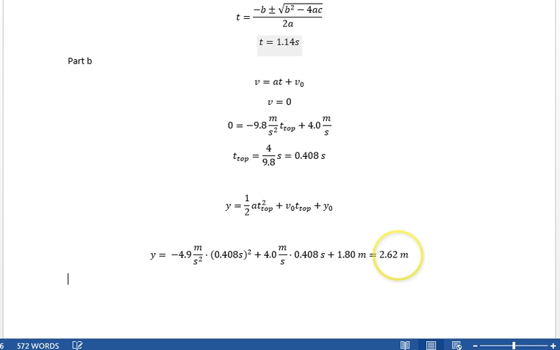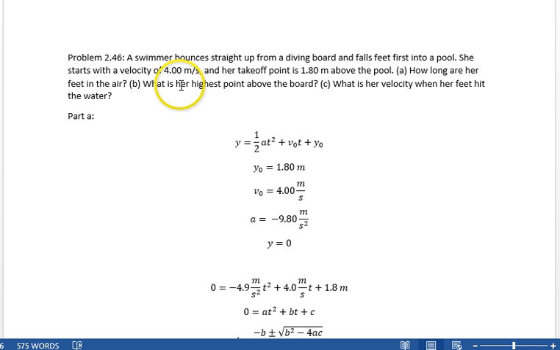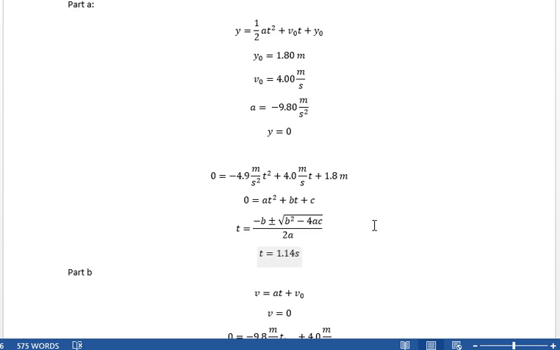2.62 meters above the pool, and so above the board, y equals 2.62 meters minus 1.80 meters, which equals 0.82 meters above the board. Highest point above the board: 0.82 meters.